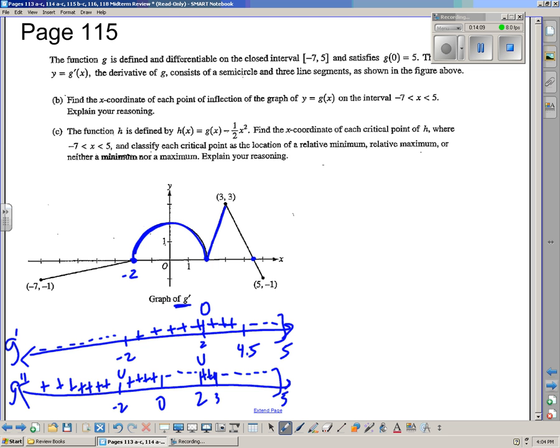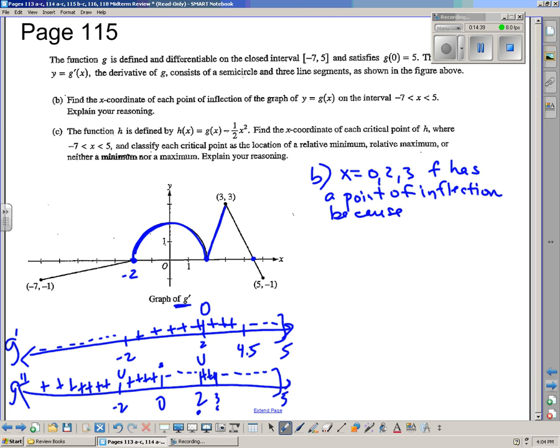So where do we get our points of inflection on the open interval? Well, part B, we're looking for sign changes of f double prime. That happens at 0. That happens at 2. And that happens at 3. So at x equals 0, 2, and 3, f has a point of inflection because f double prime changes sign.